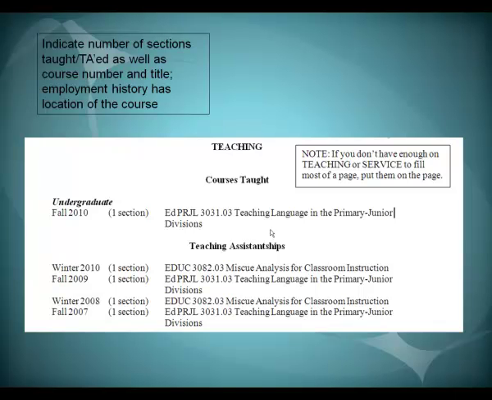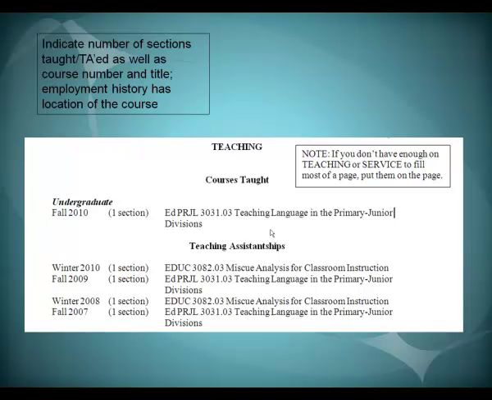So under teaching, you put courses taught. Now look how it's organized. Undergraduate, right? How many sections? 1 section. You put the course number. You put the course title. Now, you'll notice the institution is not down. Why is the institution not written there? Because remember where the institution is? It's back under your employment history, okay? Here you're trying to focus on not where you did the work, but what it was you did. Because people are reading this to say, what kind of teaching experience does this potential employee bring to our institution?